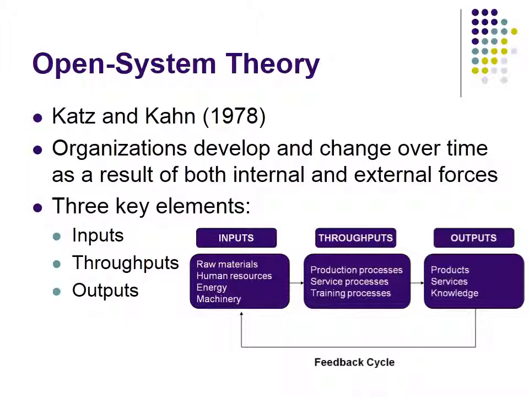It can be products, it can be service, it can be knowledge. And finally, we have that feedback cycle. The idea that based on these outputs, the environment that the organization exists in is both going to basically determine how well that product is treated, but we also need to look at the feedback to possibly change the inputs, throughputs, and outputs in a different direction.